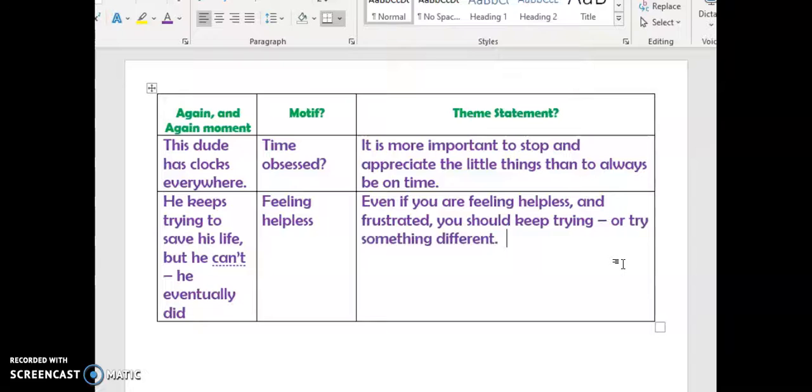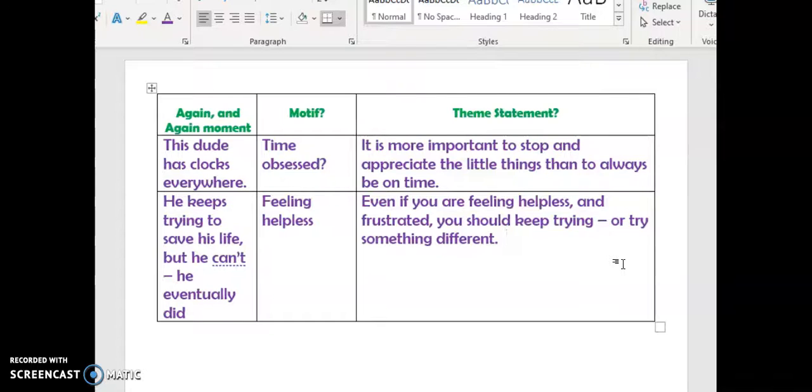And I think that is shown throughout the video. I think that when he couldn't save his own life, he kept trying different things. Like he threw the gnome. Then eventually he broke the clock and he ended up seeing the good results that happened at the end.